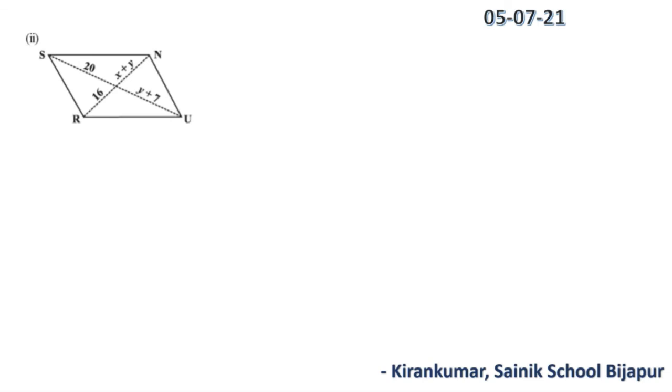Second sub-question. Here, RUNS is a parallelogram. Here, x plus y plus 7, they are not the sides, but they are the parts of the diagonals. We should make use of the property related to diagonals of the parallelogram. We know that diagonals of a parallelogram bisect each other.